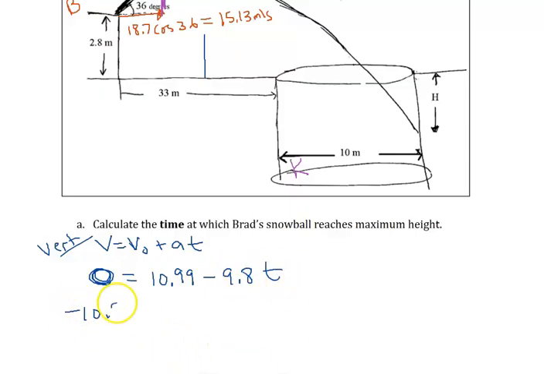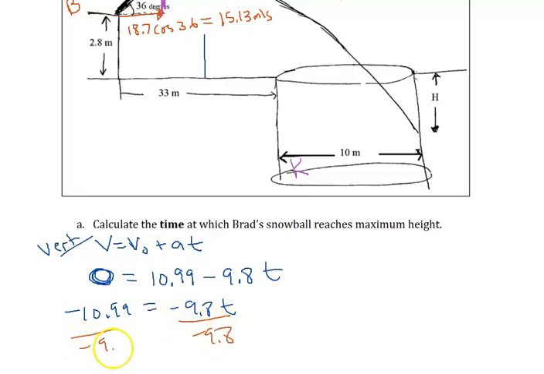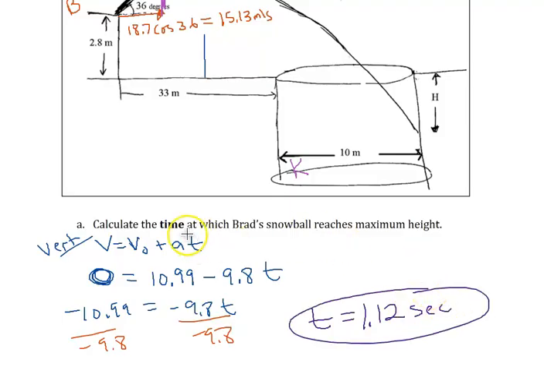So we're going to subtract 10.99 from both sides. And then we're going to divide both sides by negative 9.8. And you get a time of 11 divided by about 10, a little bit over 1, it looks like 1.12 seconds. Okay, so max height is setting the vertical velocity equal to 0.